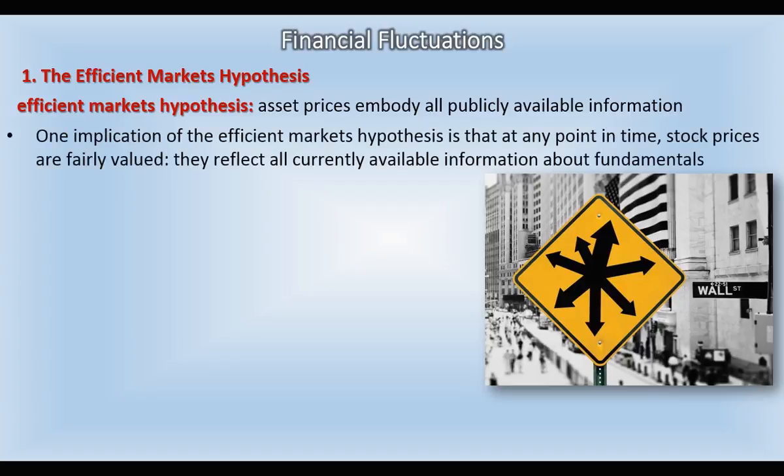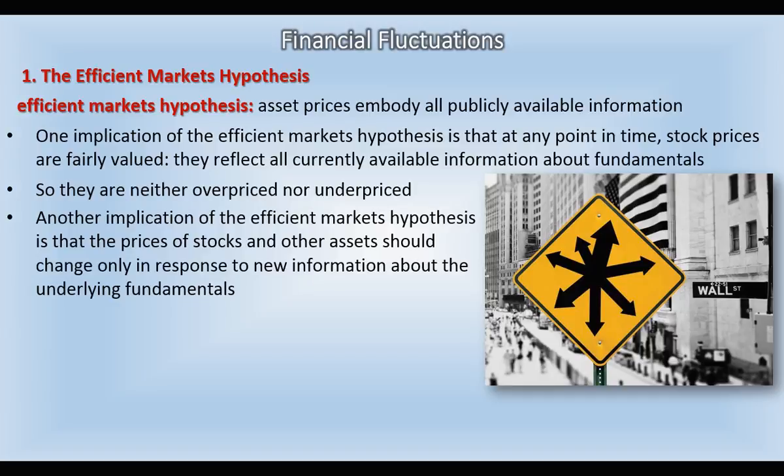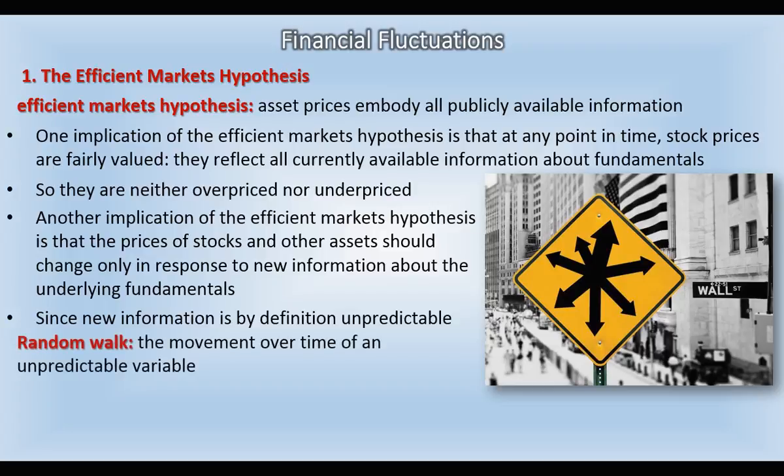So one implication of the efficient market hypothesis is that at any point in time, stock prices are fairly valued. They reflect all current available information about the fundamentals, the underlying value of the asset. So the idea is that they are neither overpriced nor underpriced. Another implication of the efficient markets hypothesis is that the prices of stocks and other assets should change only in response to new information about the underlying fundamentals. Since new information is by definition unpredictable, we have what's called a random walk. A random walk is the movement over time of an unpredictable variable.